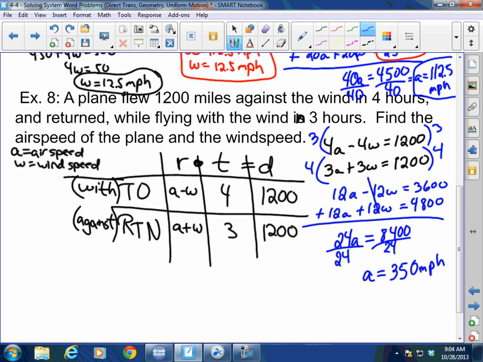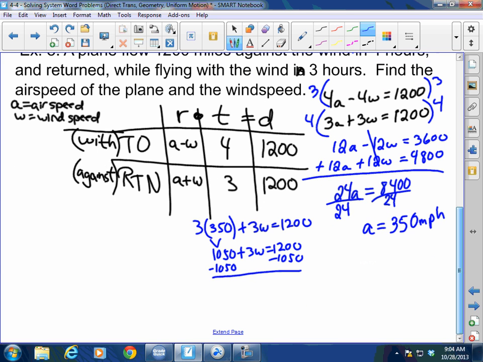So if A is 350, how do I find W? Plug it into either one of the original equations. So I've got 3 times A, which is 350, plus 3W equals 1,200. That's 1050 plus 3W equals 1,200. Subtract 1050 to both sides. 3W equals 150, divided by 3. W equals 50 miles per hour.